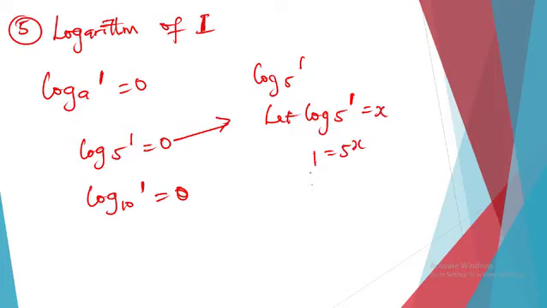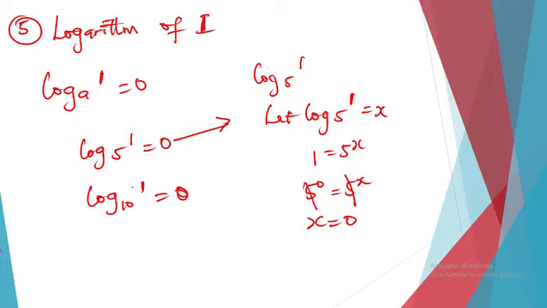And then when we have this, remember that 1 is the same as 5 raised to power 0, and we have 5 raised to power x. Is that correct? Because anything raised to power 0 is equal to 1. So that means that x is what? It is 0, because this will cancel this.